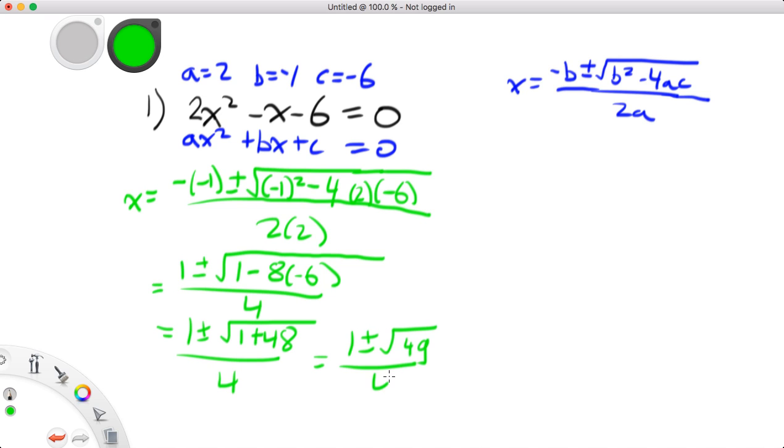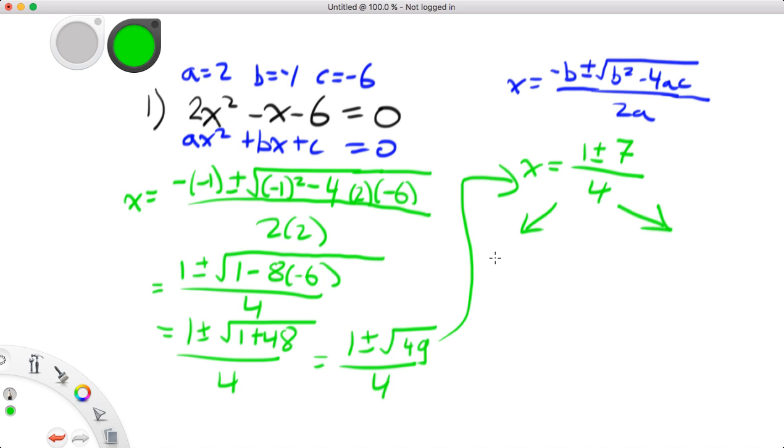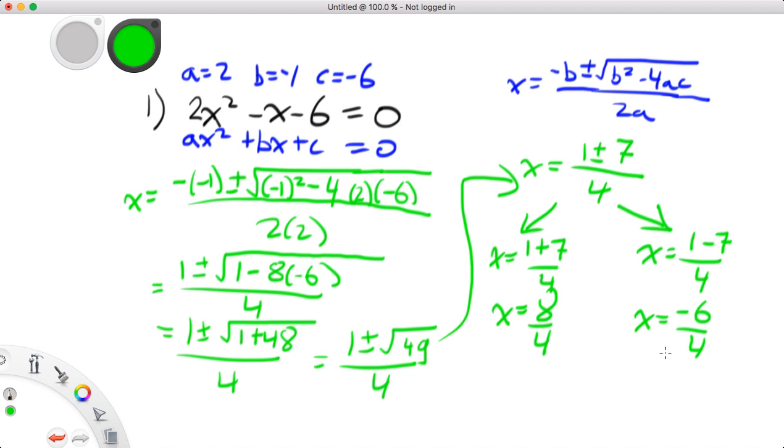Great. So that means it's going to be positive 1 plus or minus the square root of, well, a negative 1 times a negative 1 is also a positive 1. And then we've got minus 8 times negative 6 all over 4. And that's going to be 1 plus or minus the square root of 1 minus, now, negative 8 times negative 6 is positive 48. So 1 plus 48 over 4, which gives us 1 plus or minus the square root of 49 over 4.